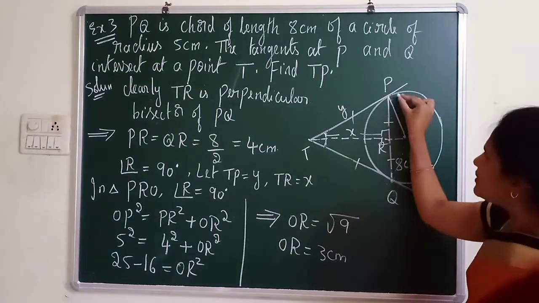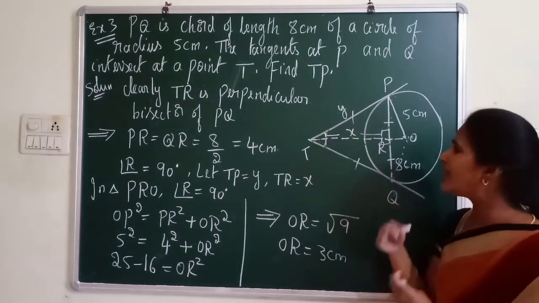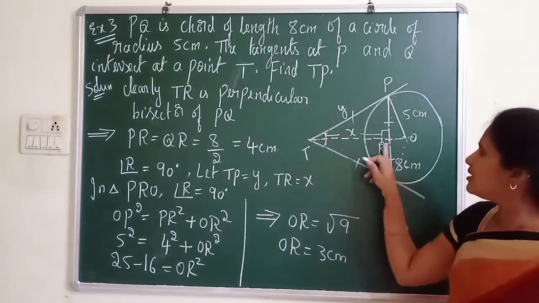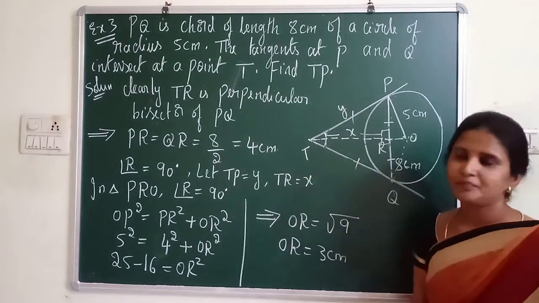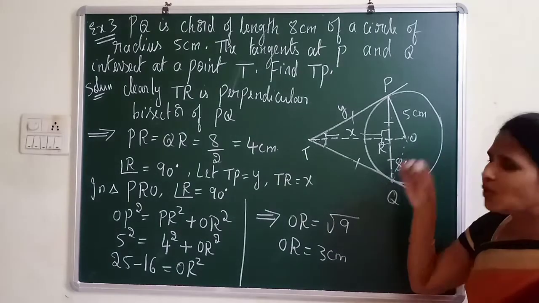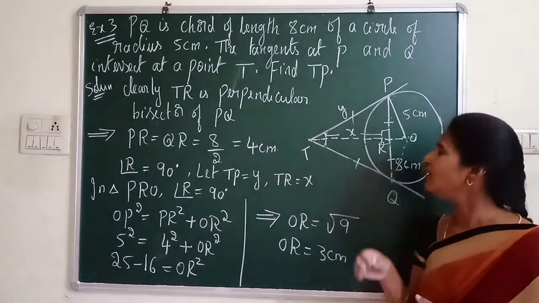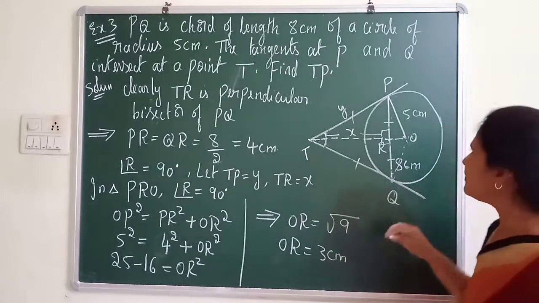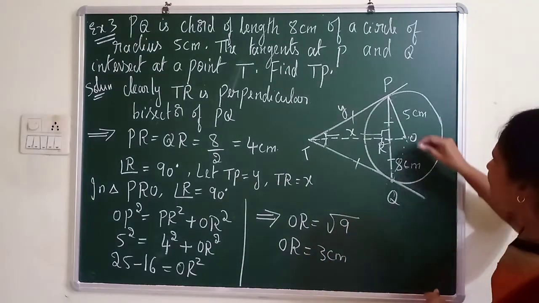And let us take this TP because we use it many times. That's why let us consider TP as Y and let us consider TR as X. Now before I go with the Pythagoras formula, here you can identify two right angle triangles. Just try to identify two right angle triangles.